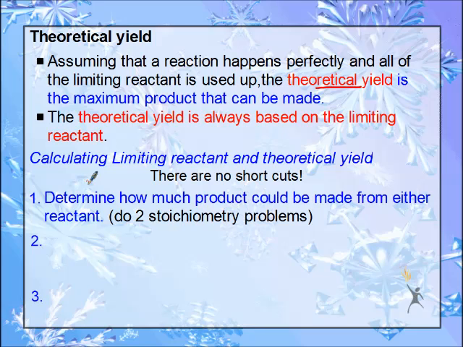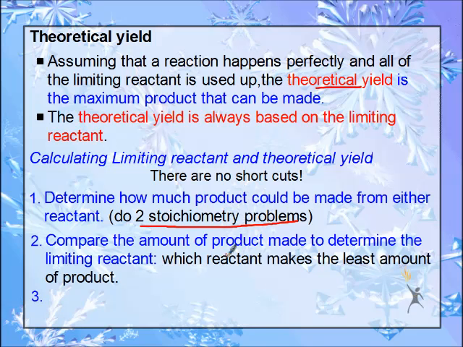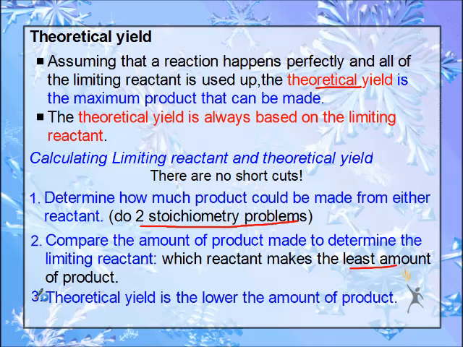First thing to do to calculate limiting reactants. There really aren't any shortcuts. You can't look at the numbers and know automatically. You have to figure out how much product could be made from either reactant. Basically, you have to do 2 stoichiometry problems. Again, there's no shortcuts. Compare the amount made to figure out which is the limiting reactant. Whichever one has the least amount is the limiting. The theoretical yield then is the lower amount of product. Again, the frame said I could make 5 bikes. The wheel said I could make 3. My theoretical yield is only 3. It's the one that makes the least amount.